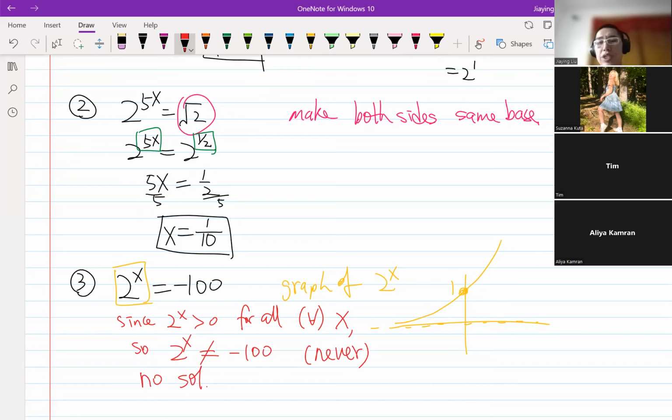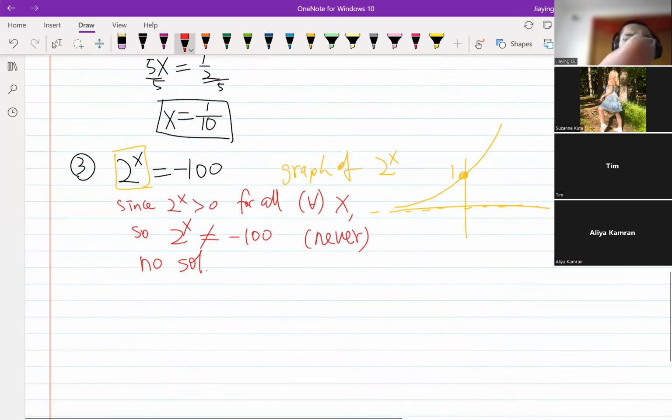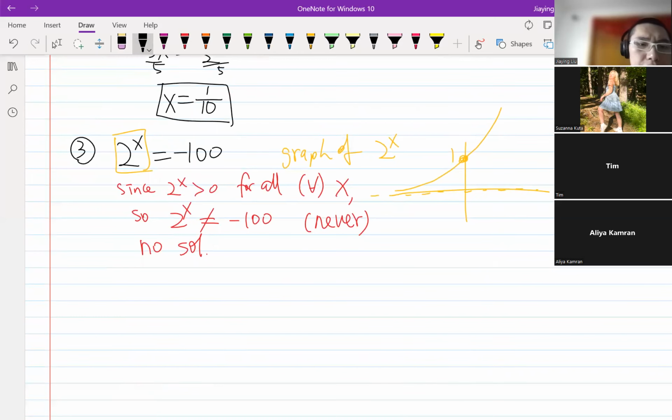Let's see, suppose we just don't know that, right? Suppose we have this example and this equation we need to solve, and we just don't think about the graph of 2 to the x. We just want to solve it as a normal equation. So what we could do is, let's just say 2 to the x equals -100, right? We could convert it into log form. So convert to log.